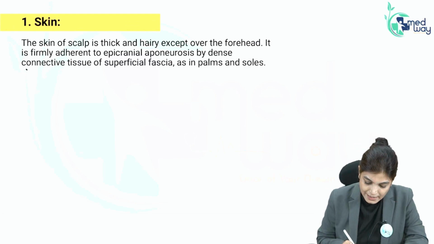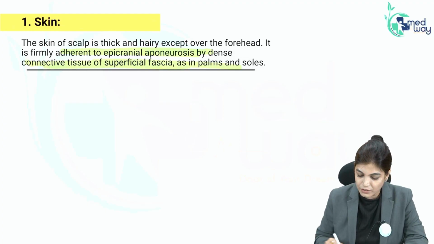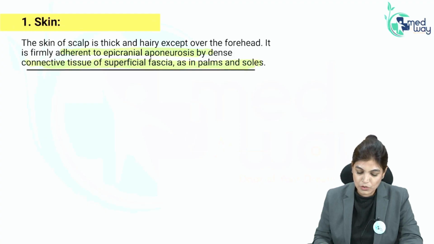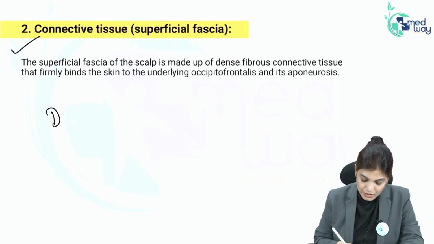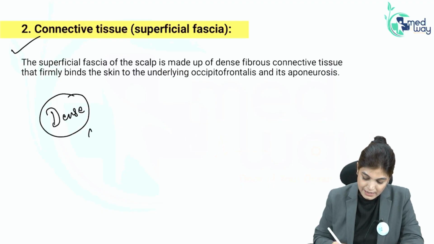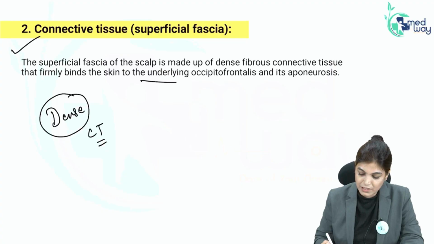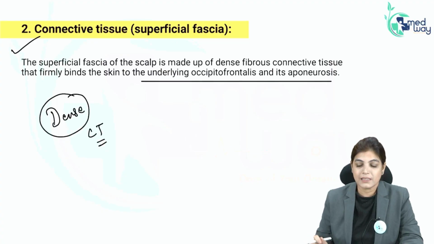Now it is dense. I just want everybody to understand that it is dense. So it is adherent. This layer is adherent with the epicranial aponeurosis and firmly adherent to the connective tissue of the superficial fascia, as in case of palm and soles. The next layer is the connective tissue layer, that is dense. As I told you, this connective tissue layer is made of dense fibrous connective tissue which is binding with the muscle bellies of occipitofrontalis.